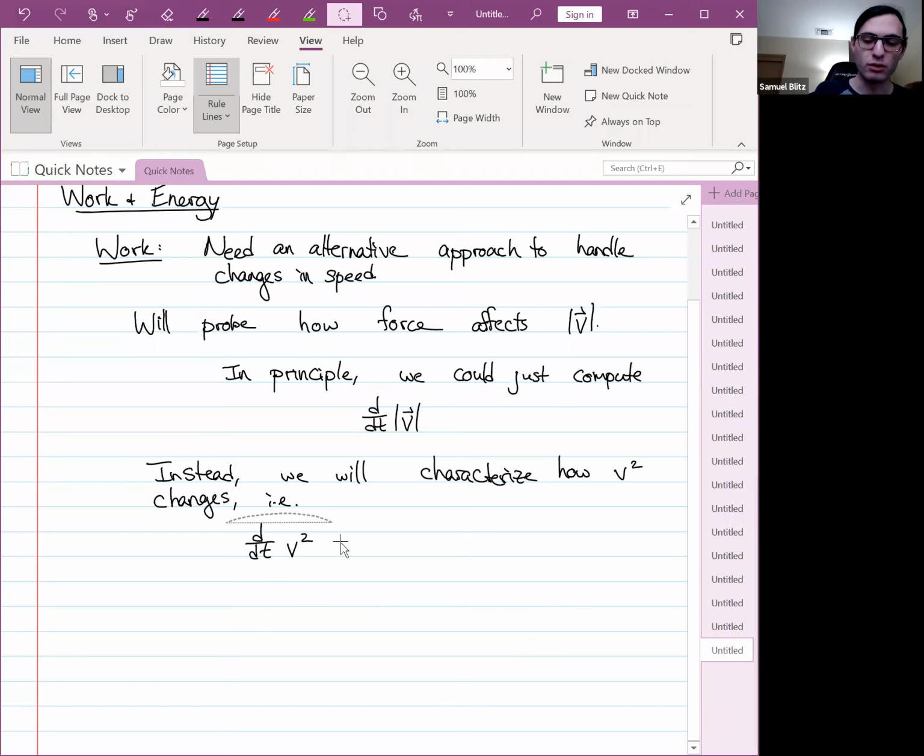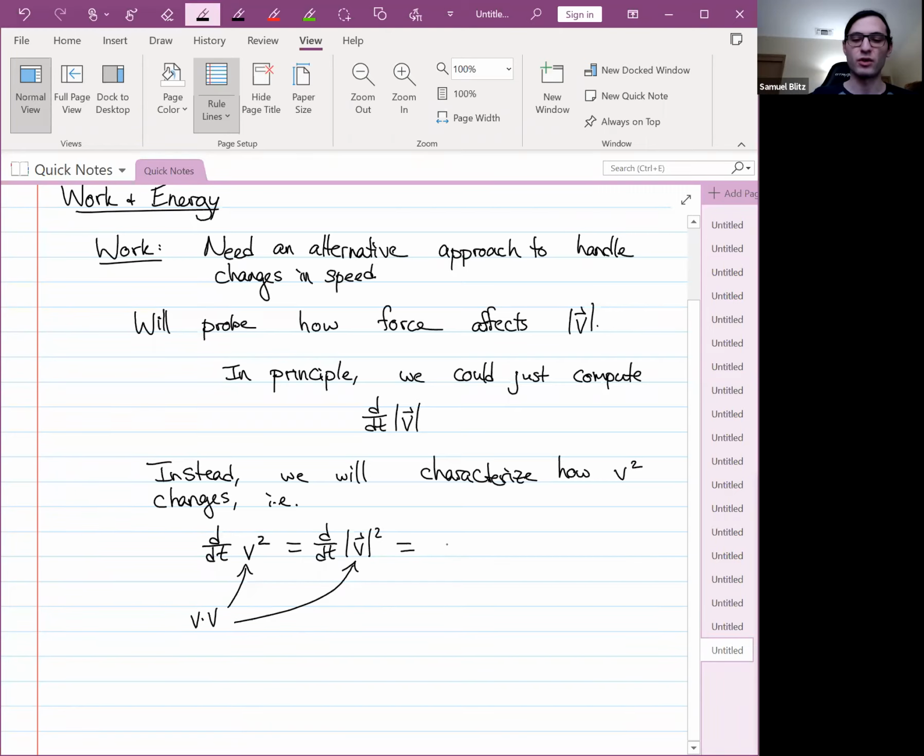So let's compute the time derivative of the velocity, right? By definition, this is the time derivative of the magnitude squared. v squared is often v dot v, but it's the same thing as the magnitude squared. They mean the same thing. And so we can apply the chain rule.